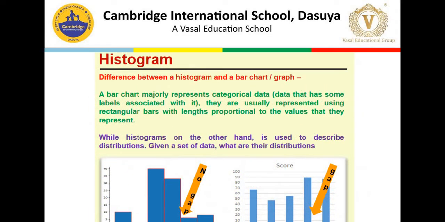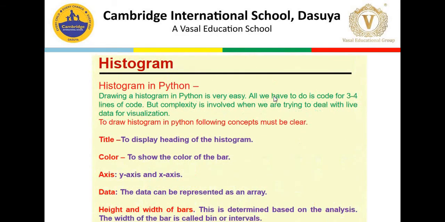Students, here you can see in the graph that on the left hand side we have a histogram, and on the right hand side we have a bar graph. You know that the histogram bars are continuous, and in the bar graph there is a gap between them. So this is the difference between a histogram and a bar graph. Now students, we are discussing the parameters of the histogram method.